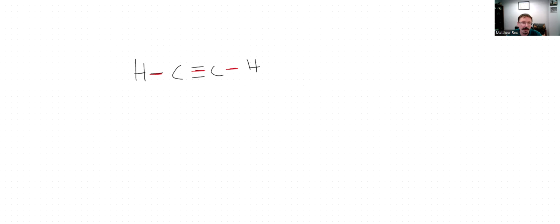But the remaining bonds, to form a second or a third, to form a double or triple bond, are going to have to rely on side-by-side interactions between those p orbitals. And so those are going to be my pi bonds. And in this case, we'd have 2.